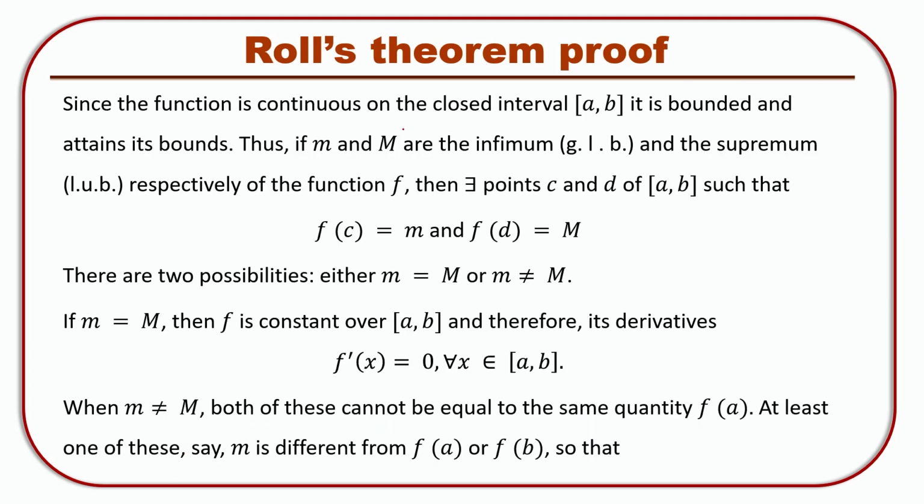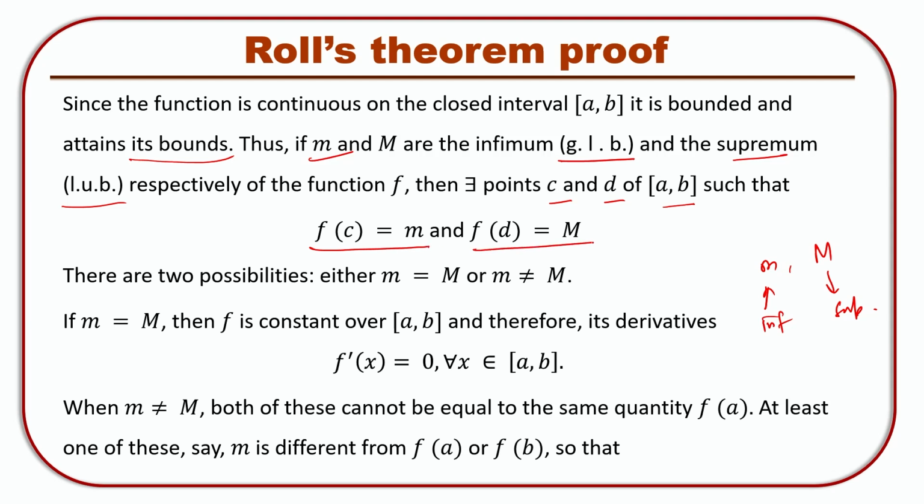Since the function is continuous on a closed interval [a, b], it is bounded. So let m and capital M be its infimum and supremum respectively, right? So m is the greatest lower bound and M is the least upper bound of the function. Then there exist points c and d of [a, b] such that f(c) equals m and f(d) equals capital M, right? So there are two possibilities: either m equals M or m is not equal to M. Now we can explore the two cases.